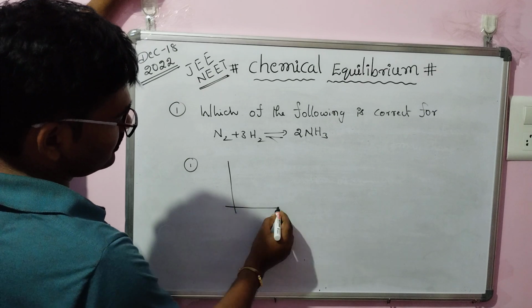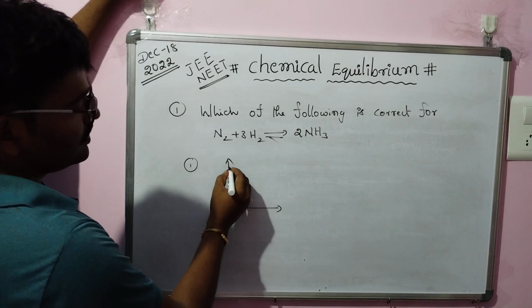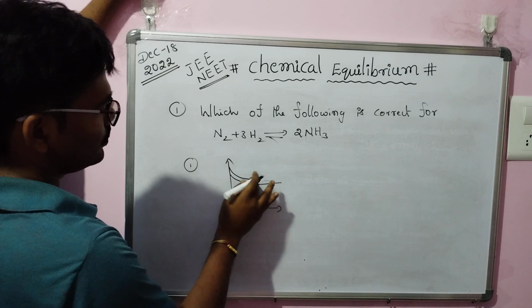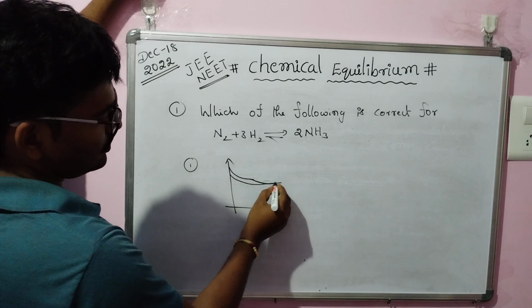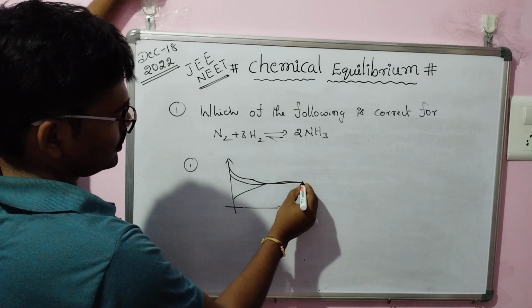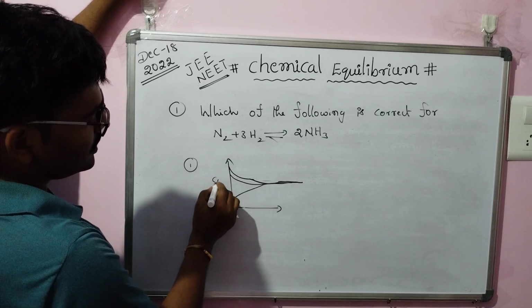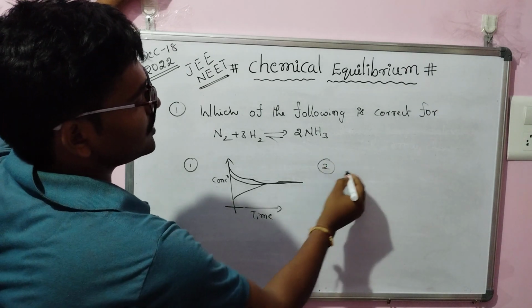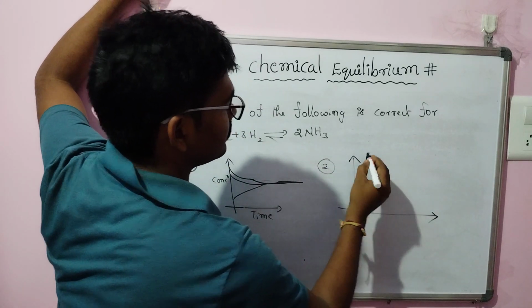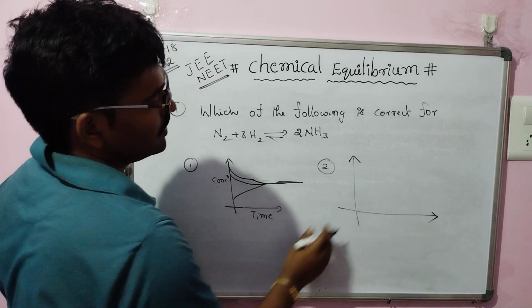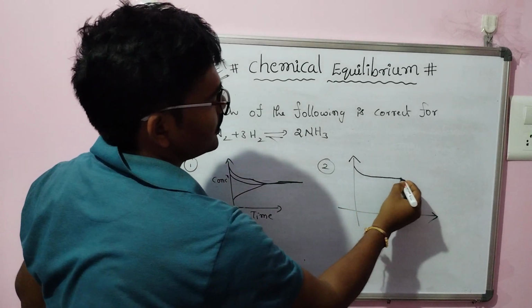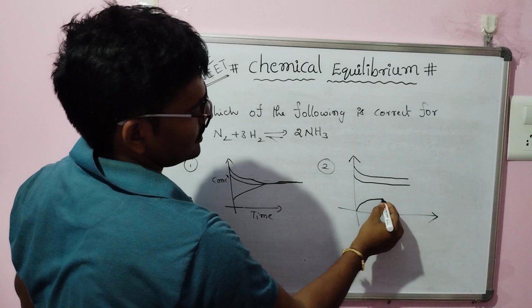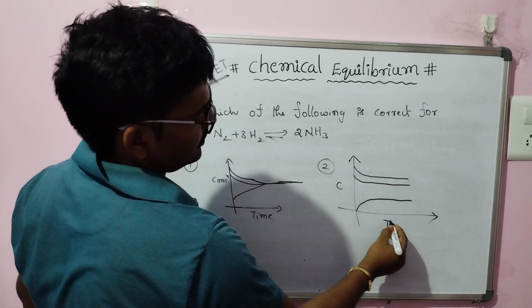In the first graph they mention N2 and H2, all equal like this. This is the concentration and this is time. Then in the second option, the concentration of H2 is decreasing like this, the concentration of N2 is decreasing like this, and the concentration of NH3 is increasing like this, against concentration and time.